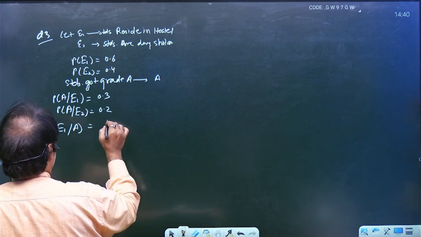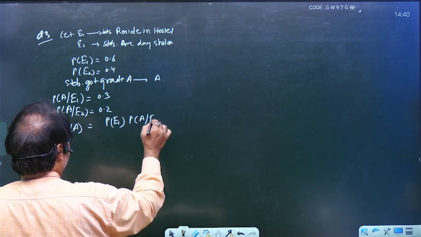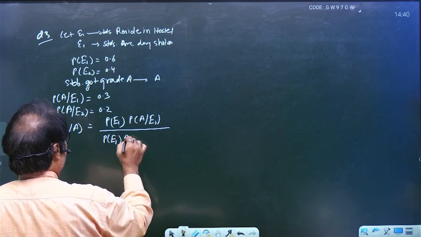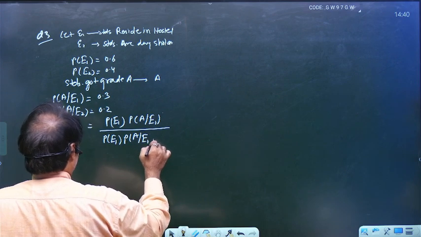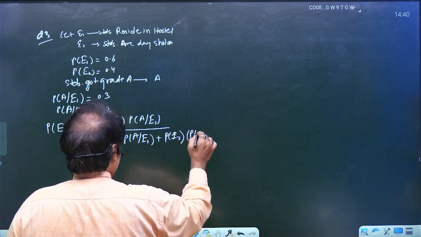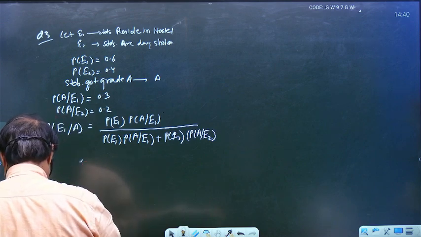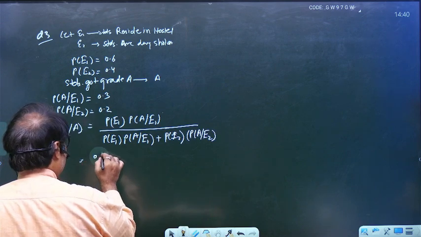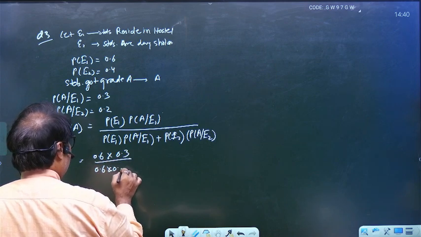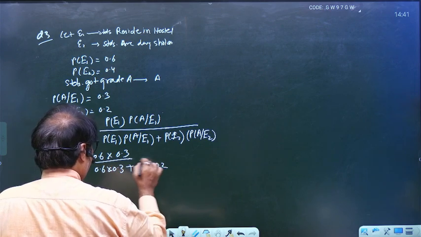So apply the Bayes theorem. Probability of E1 into probability of A by E1 plus probability of E2 into probability of A by E2, as per the Bayes theorem. And now put the values. So this is 0.6 into 0.3 plus 0.4 into 0.2. These are all the values.